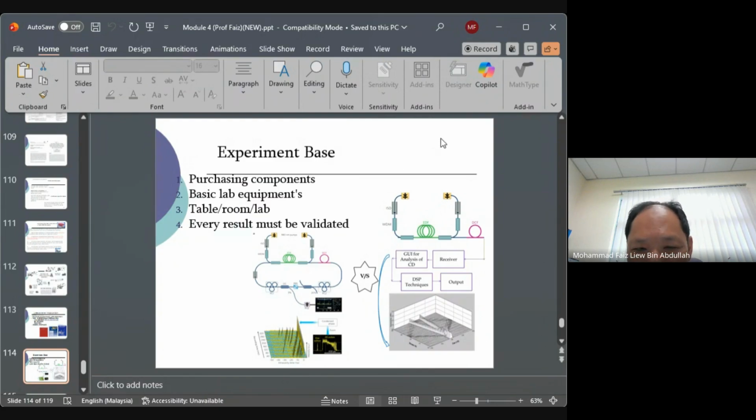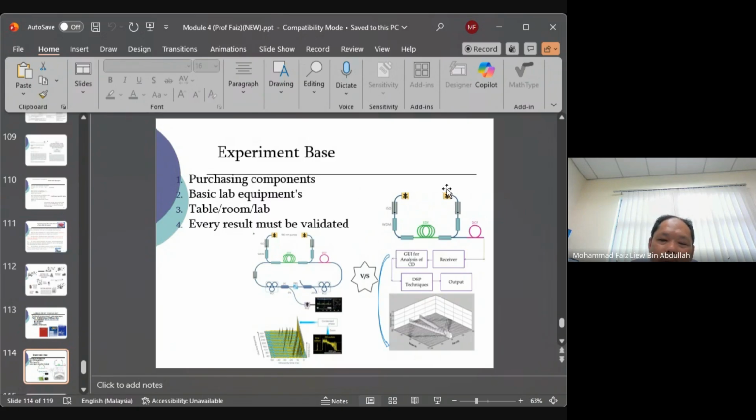Okay, this is experiment based. This is Dr. Bagan's work. If you are working on experimental work, it is important to purchase components. Make sure that your lab has all the basic lab equipment, because this is related to the result that you want to get. As I say, if you do only simulation, some examiners are not very keen. But if you have experimental work, there is a much higher chance of a positive outcome and it is easier to pass.